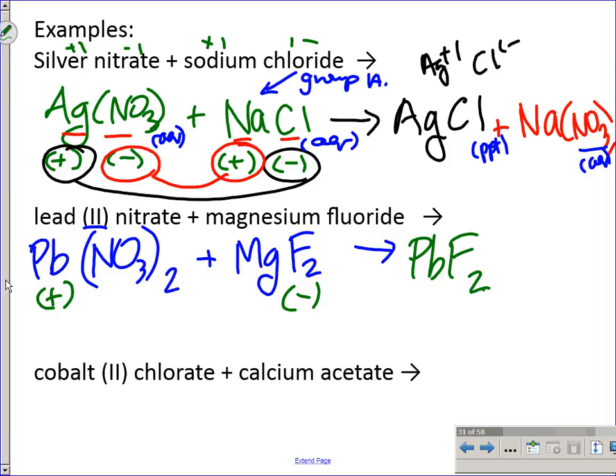Okay, so he re-crisscrossed the charges. He didn't just pull the 2 over with him. He said Pb has a 2, fluorine has a 1, crisscross. So don't forget, you are always crisscrossing charges. So PbF2 is good, and then Will, tell me the other product.